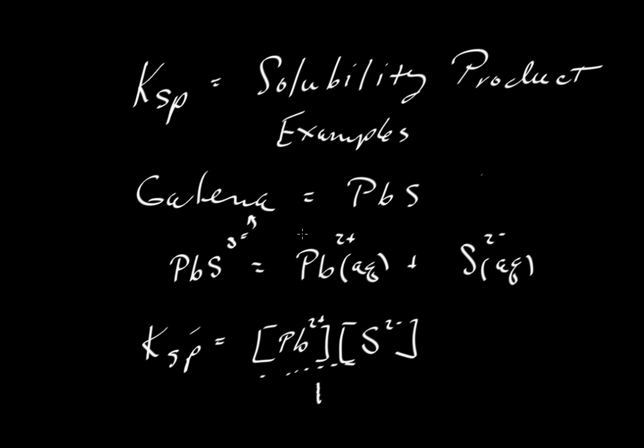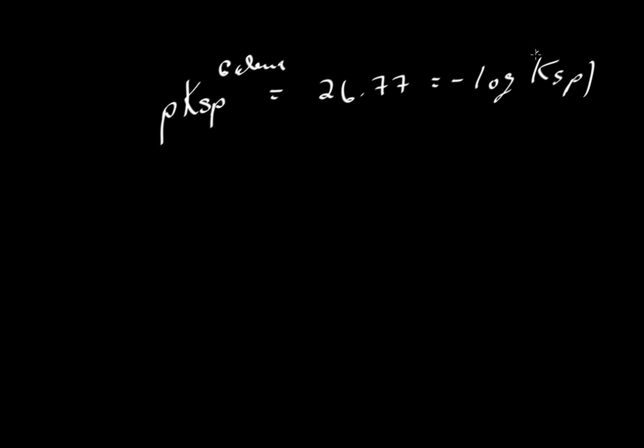So what is the KSP? Well, we can look it up online, which I have done, and it's listed not as a KSP, but as a PKSP. So the PKSP for galena is listed at 26.77. Remember, the PKSP is equal to the minus log of the KSP. So this is a matter of convenience here, but if we want to do any calculations, as we'll show in a later video, you really need this KSP value.